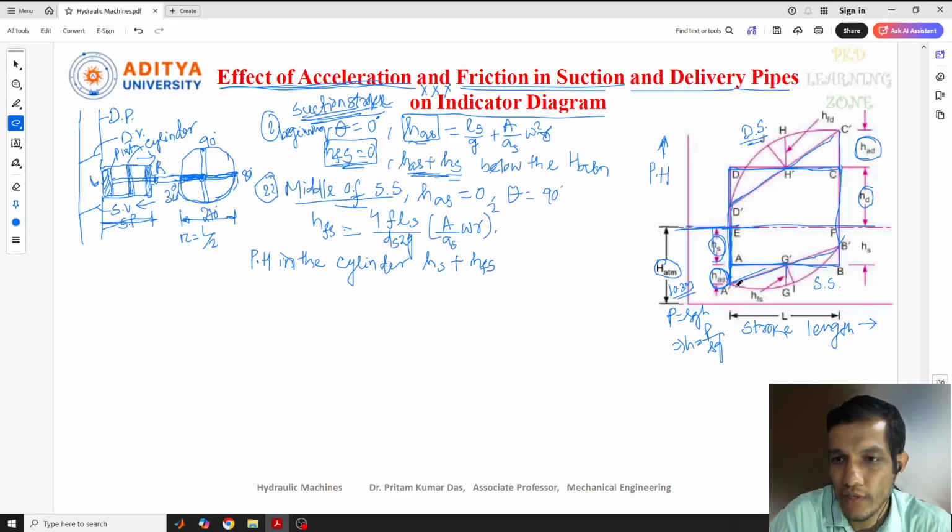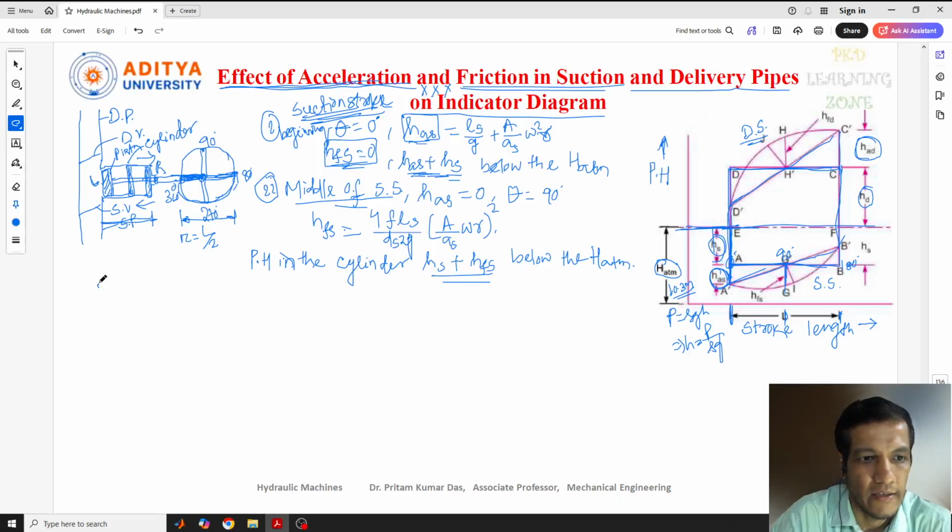That means at this point, this is the middle point, because this is 0 degree, this is 90 degree if you consider, and the end of this is 180 degree. The suction stroke started here, this is the middle point, and this is the end of the suction stroke. Now we'll go for the next one. So if you see, this is the value of HS plus HFS. This is also below the H atmospheric. Okay, and the third condition is, initially it was the middle, now at the end of suction stroke. Let me write it in short form.